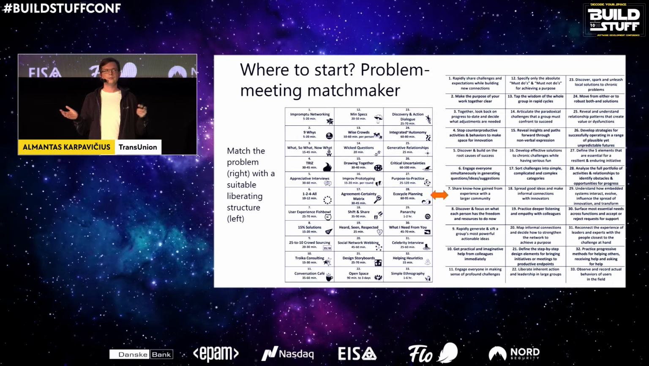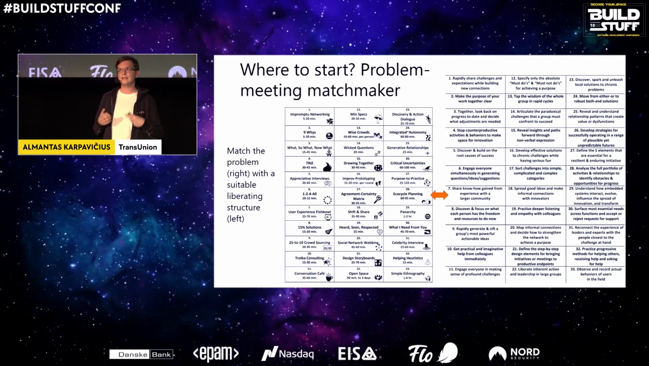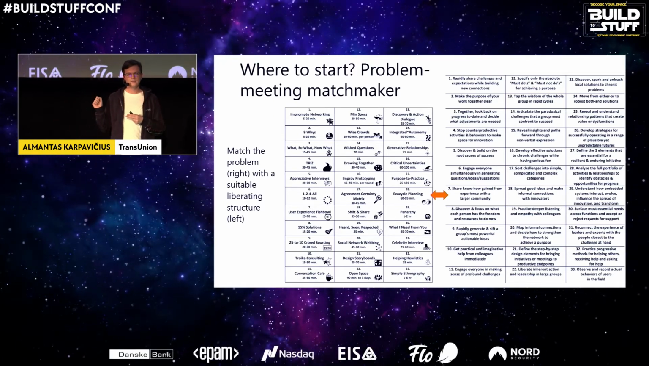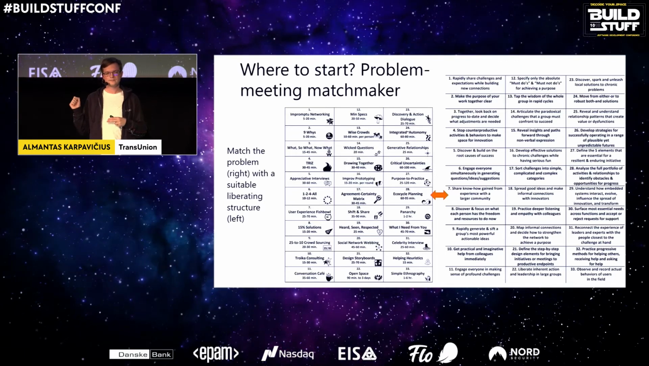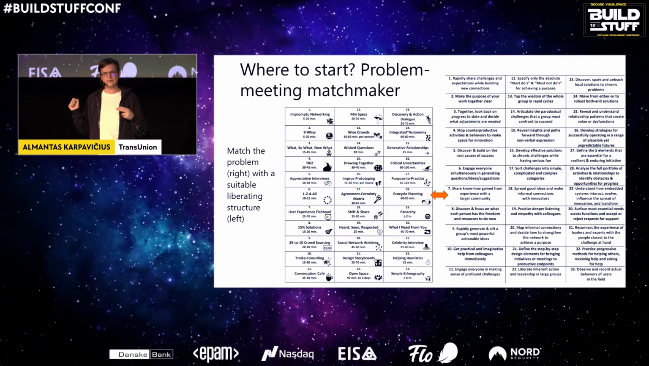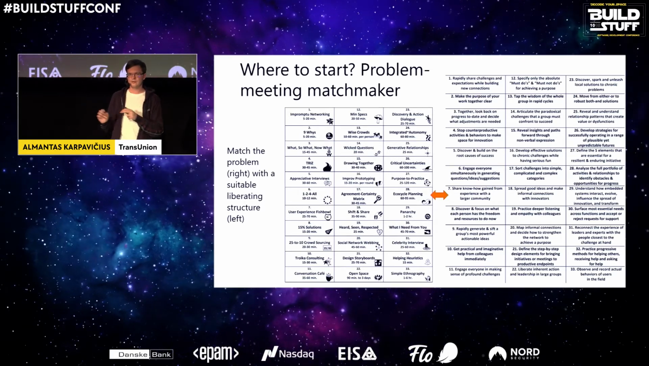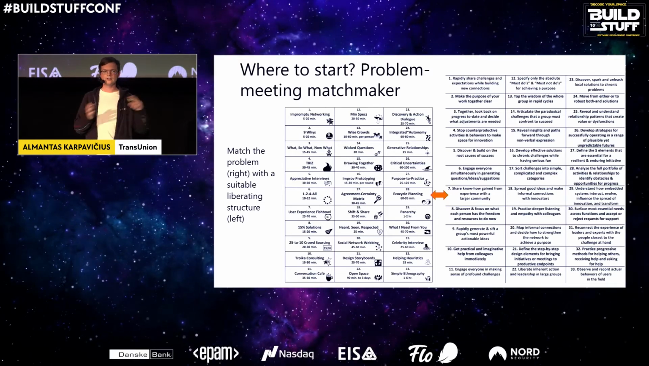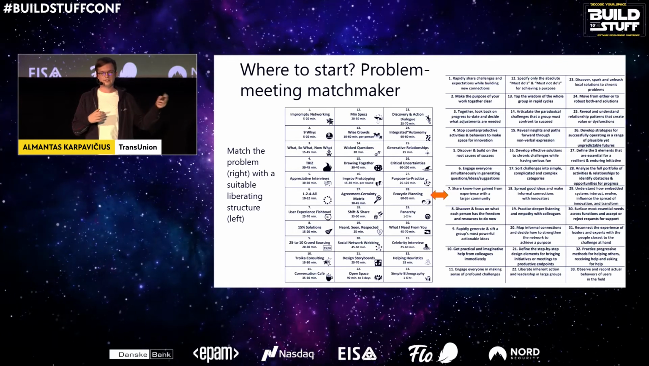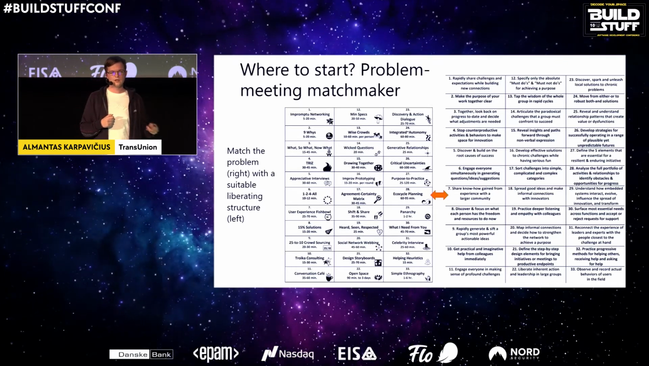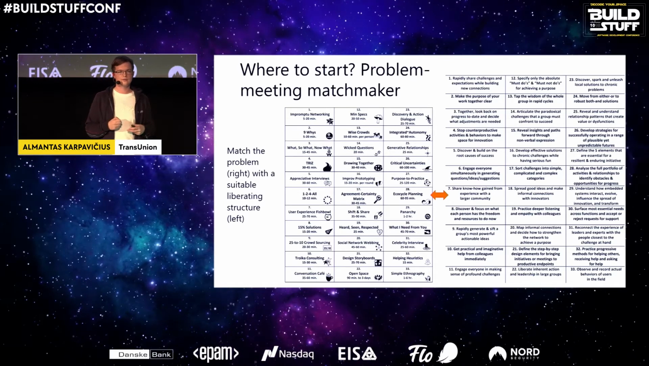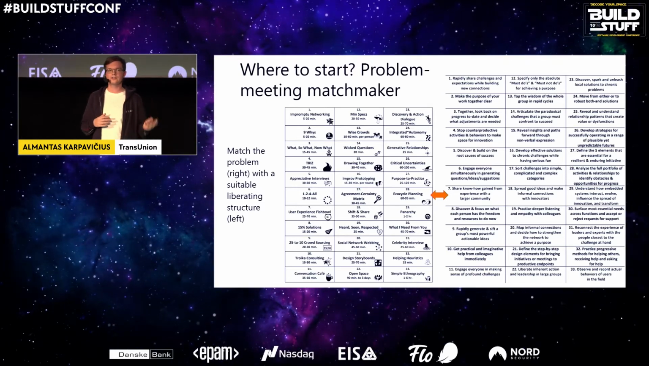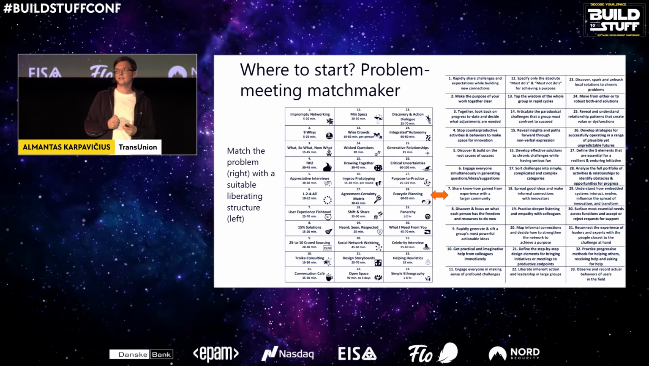A nice way to pick a good meeting format is based on the problem that you have. On the right side, you can see a list of problems that a specific liberating structure is suited for. And on the left side, you see the actual liberating structure that represents the problem. So for example, if you want to rapidly share ideas while making new connections, impromptu networking is the liberating structure fit for you.